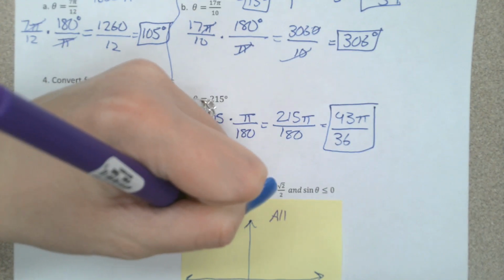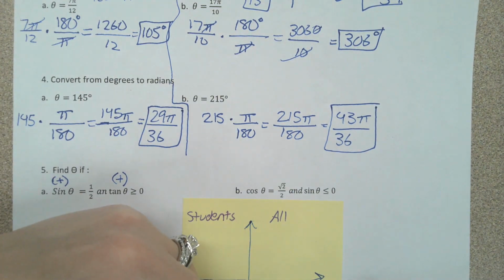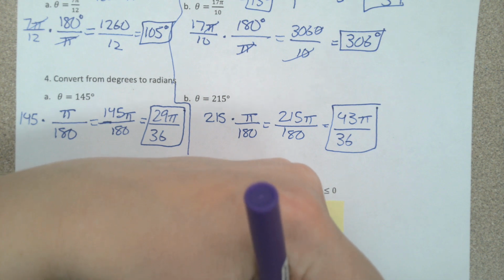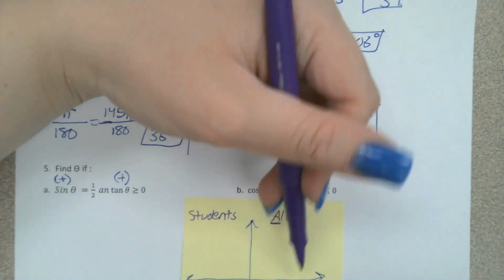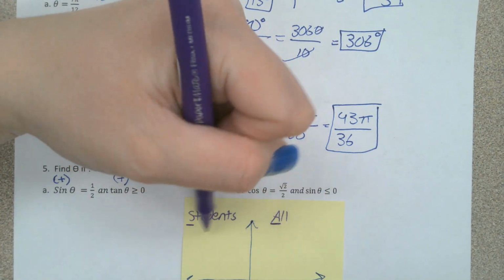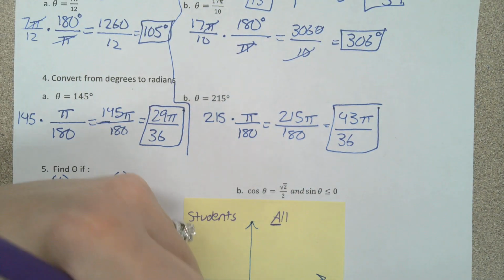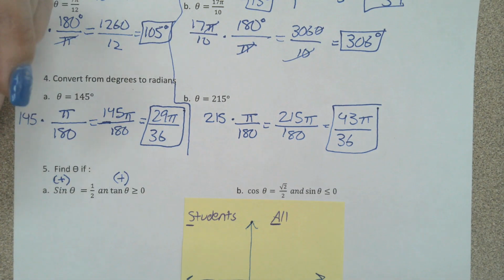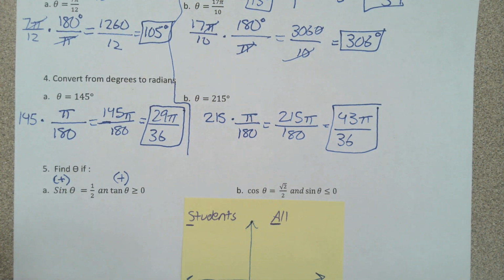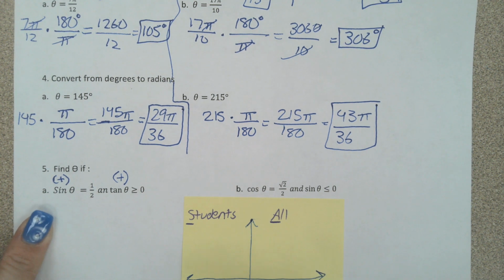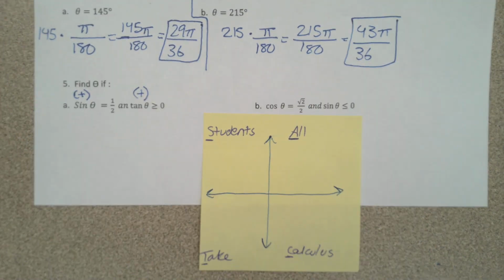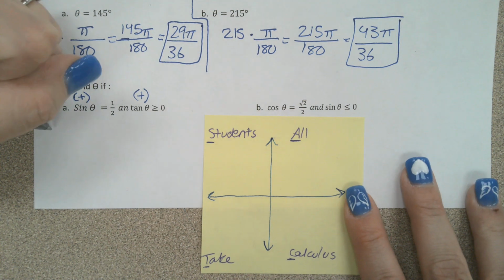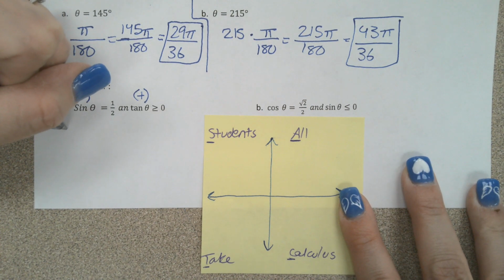All Students Take Calculus. A for all, so sine, cosine, tangent, positive in here. Students, S, sine only is positive. Take, T, only tangent is positive in quadrant 3. C for calculus, cosine is the only positive here. So if we've got 2 of the 3 positive, we know we're in quadrant 1. Would've helped if I had shown you that the whole time. My apologies. So we're in quadrant 1 here.